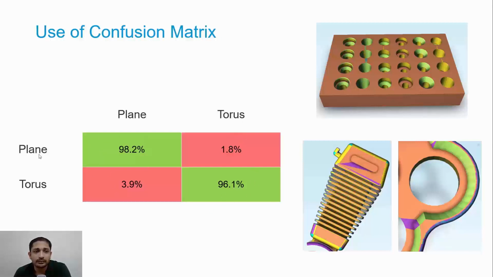For the case of plane, a true plane got detected as plane 92% of the time, and 2% of the planes were predicted as torus, whereas 4% of torus were predicted as plane. Very interesting insights here. You can see planes are predicted as torus for 2% of the whole plane data set, whereas 4% of the whole torus data set was predicted as plane. Those are the kinds of insights we get to see. Now we know that planes are better off in this model. We need to work a little bit on the torus detection.